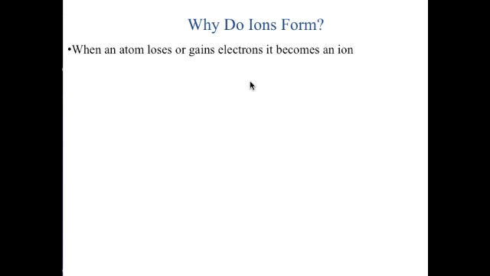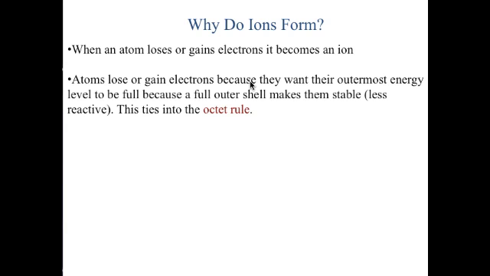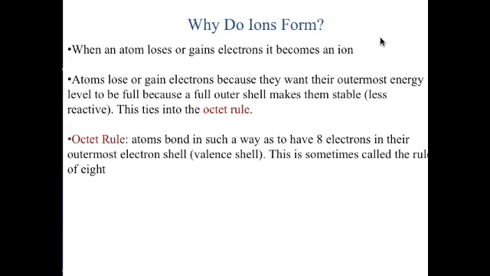Why do ions form? When an atom loses or gains electrons, it becomes an ion. Atoms lose or gain electrons because they want their outermost energy level to be full. This makes the outer shell more stable and less reactive. This ties into something called the Octet Rule. The Octet Rule states that atoms bond in such a way as to have 8 electrons in their outermost electron shell, or their valence shell. This is sometimes called the Rule of 8.